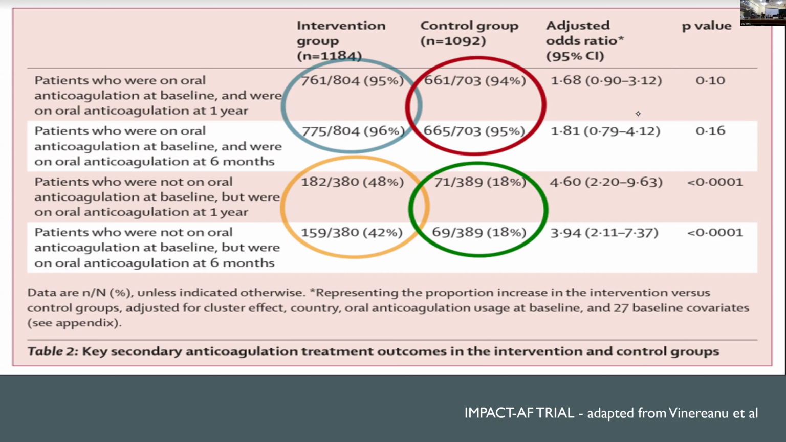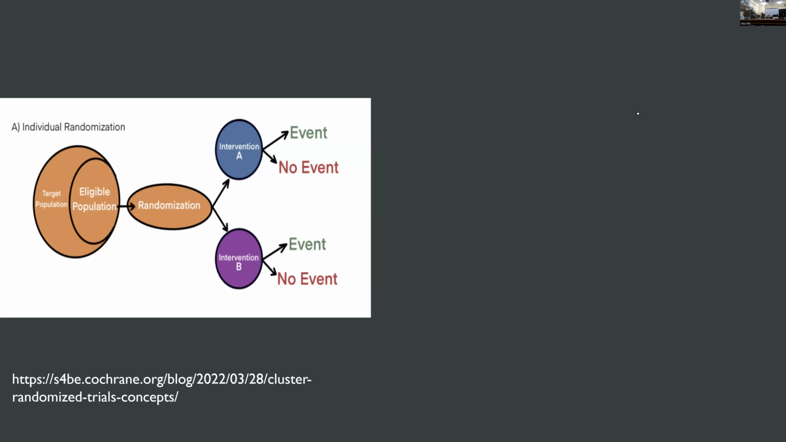Now if you look at the blue and the red circle, at 1 year and 6 months, there's not much difference between the intervention and the control. They are the same cohort which had received it before, so they are kind of normalized by this time. But if you look at the group which was treatment naive before, there is a difference, 42% versus 18%. So this was a cluster effect. Now, since this study is also an education intervention, they have done a cluster randomized study.